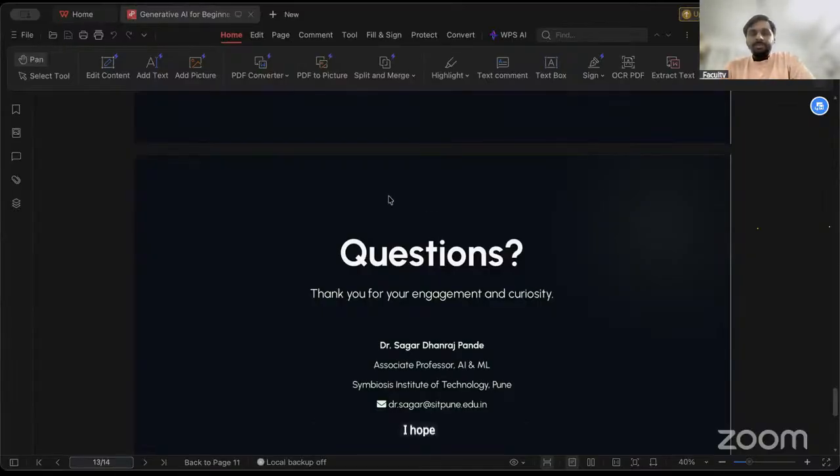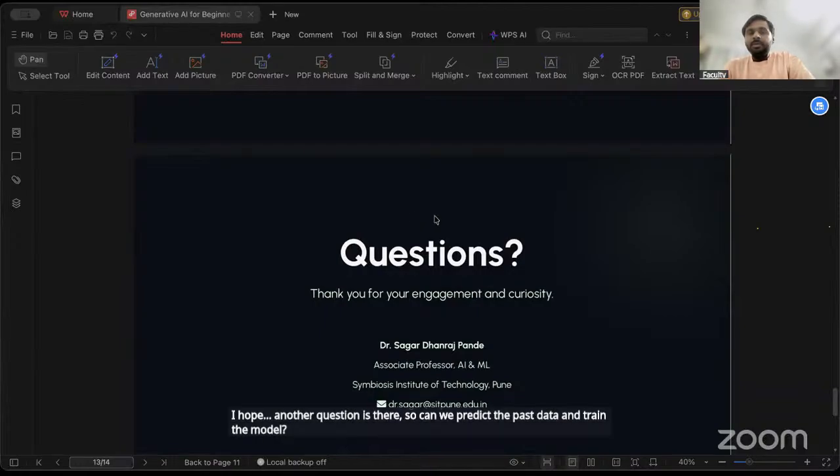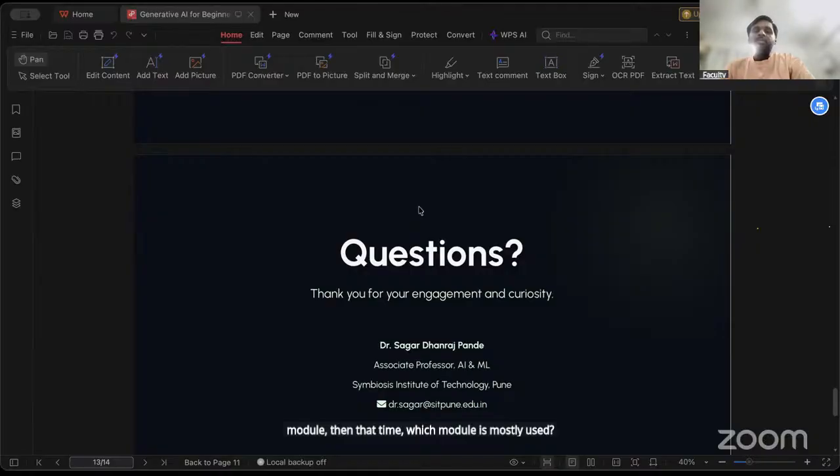I hope another question is there. Can we predict from past data and train the model? Then at that time, which model is mostly used? So the generative AI algorithm itself, you can use. GAN, you can use, Kedar.